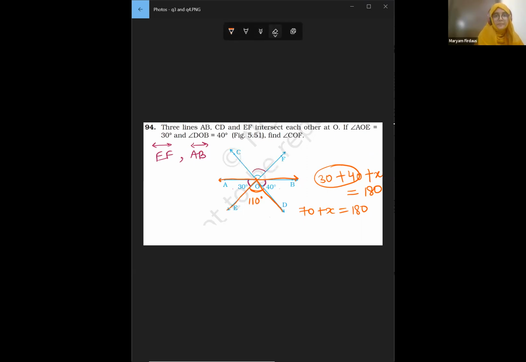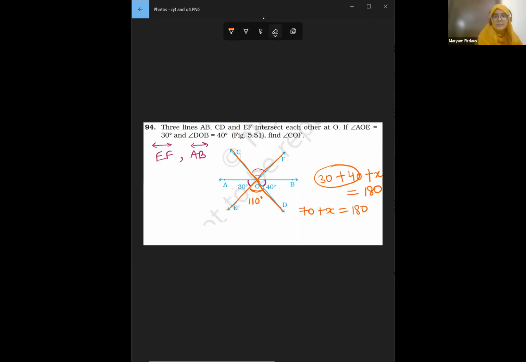Now, can you find out the vertically opposite angle of EOD? Basically, angle COF. Can you find out angle COF? What will angle COF be? 180. No.